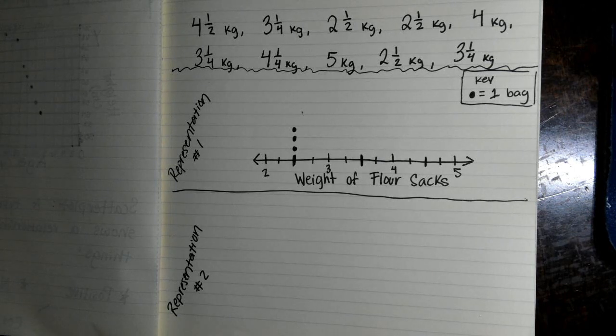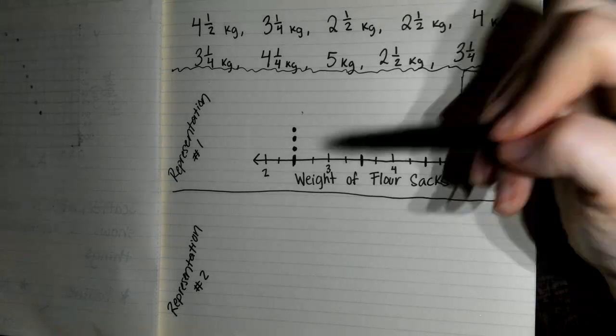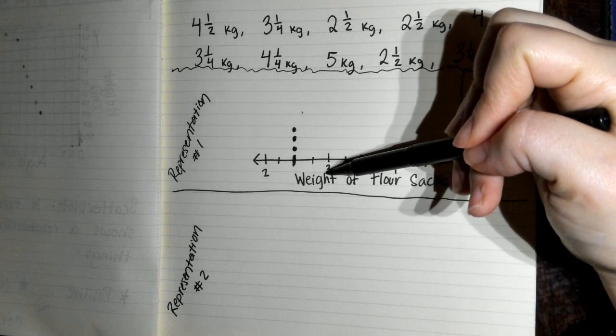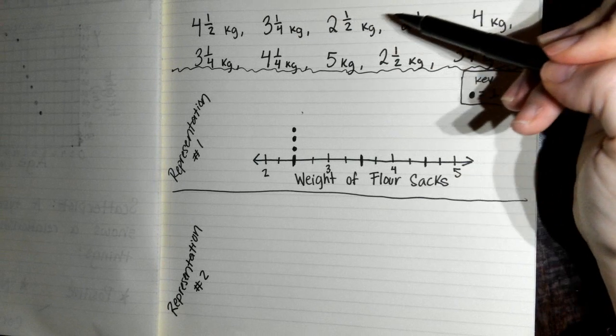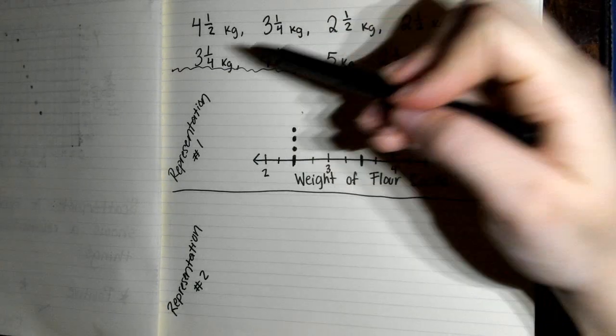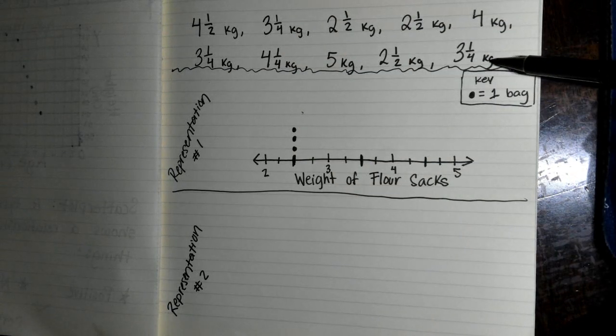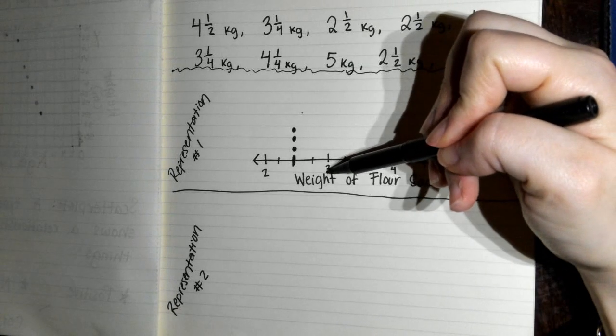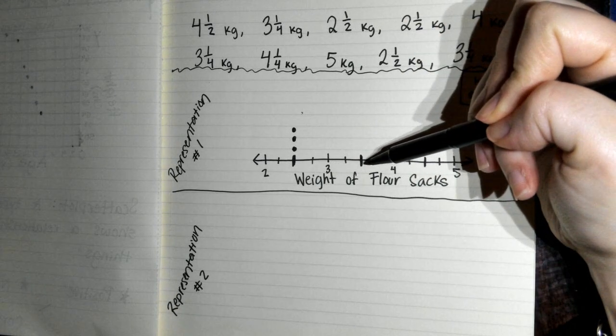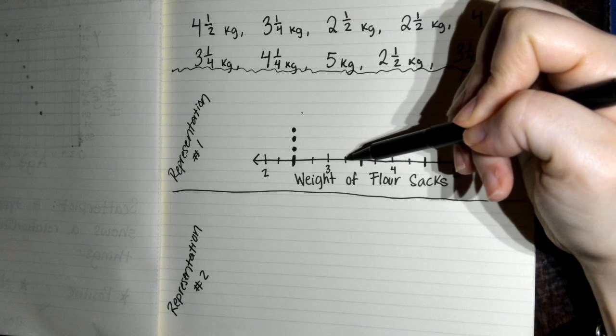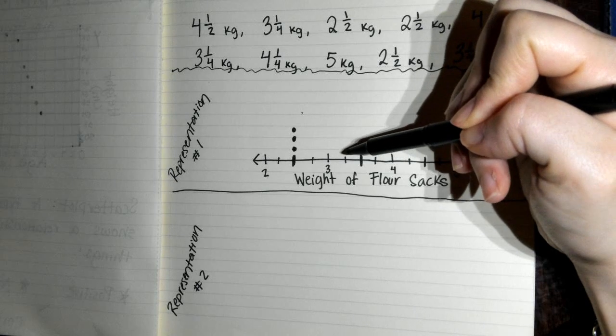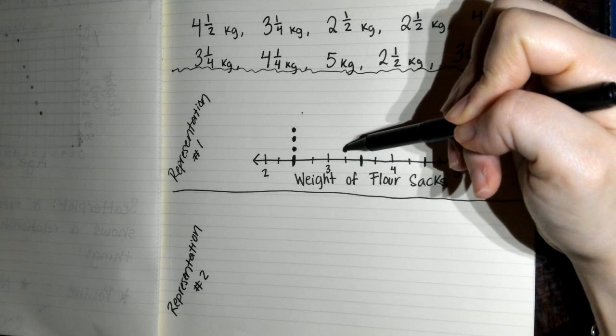So now I'm on to the 3s. I don't see any whole 3s. I do see 3 1/4, 3 1/4, 3 1/4. So if this is 3 and this darker line is 3 1/2, then halfway between those is 3 1/4. So I'm going to do 3 dots there.